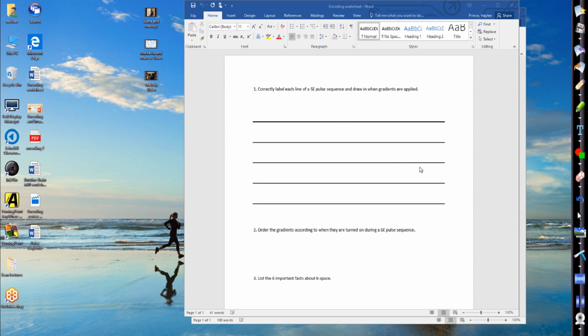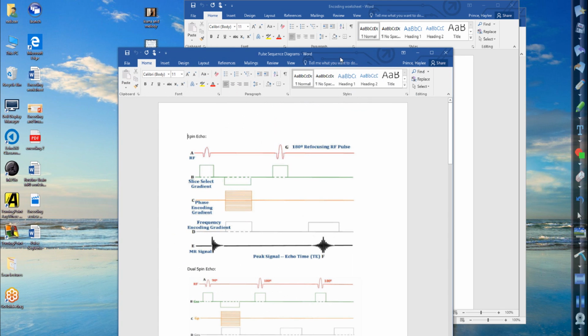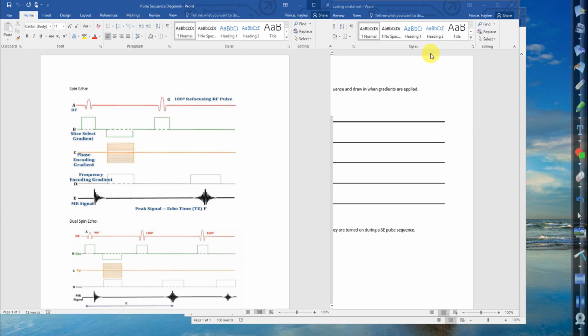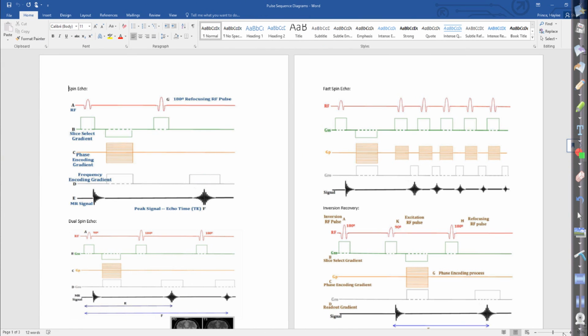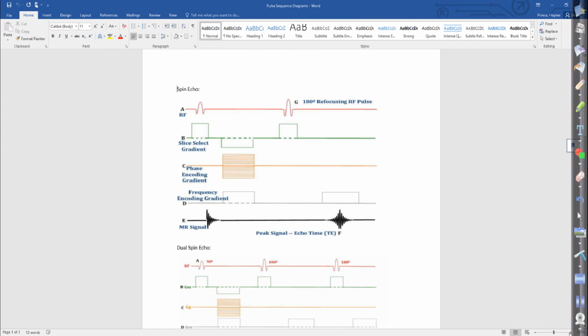All right, so to quickly review this worksheet that I gave the students in class, this is from my whole sequence chapter, but I have created images of all the different pulse sequences you'll have to learn later on. But here is a pulse sequence, spin echo pulse sequence drawn to scale. Make sure you label each line correctly.